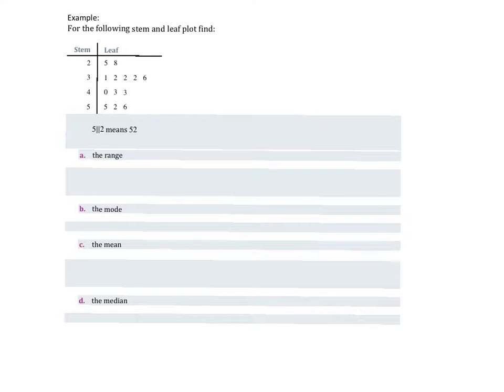So the first part here, we're looking for the range. What do we know about the range? It is the biggest value minus the smallest. What is our biggest value here? It is 56. And what is our smallest value? It is 25. So 56 minus 25 is equal to 31.